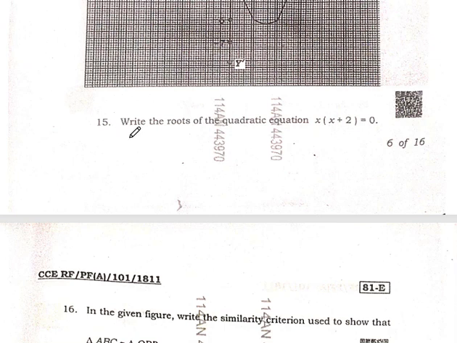Next, the 15th one: write the roots of the quadratic equation x times (x plus 2) equals 0. You have to find the x values. It is a very simple question. There are two terms here: x is one term and x plus 2 is another term. Equate these two terms to 0 and simplify. First term: x equals 0. And the second term: x plus 2 equals 0.